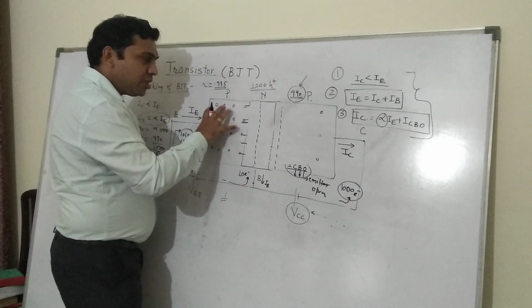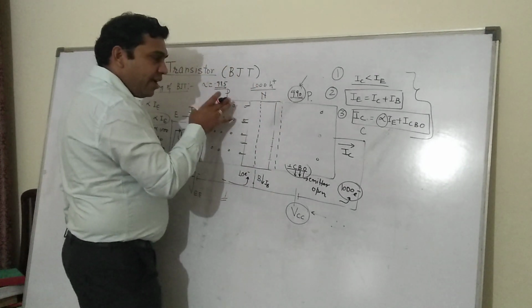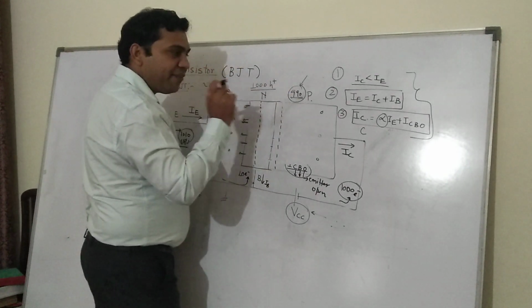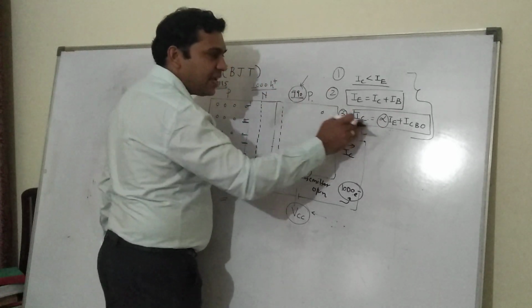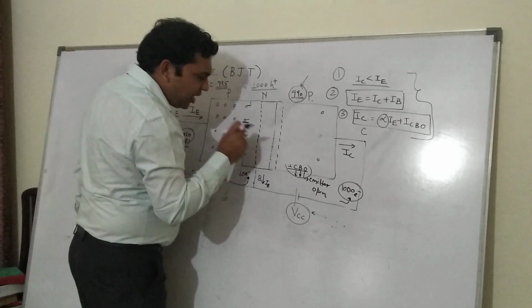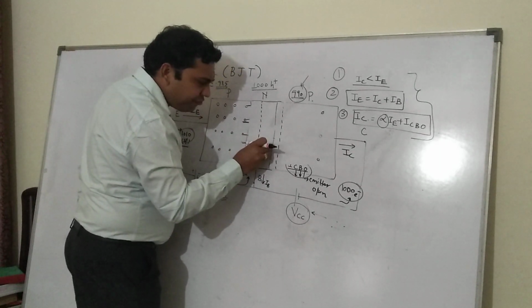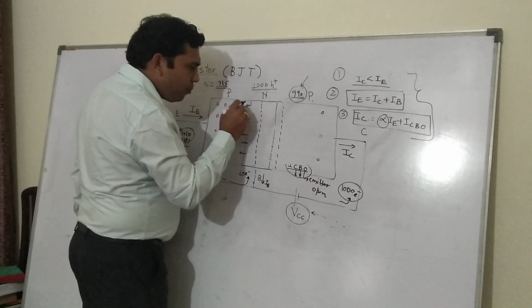So 1000 holes, 1000 majority charge carriers were going. If 990 is reaching, alpha is 0.99. If 995 is reaching, alpha is 0.995. Now tell me, if you are increasing the depletion region width more, do you have more chances?